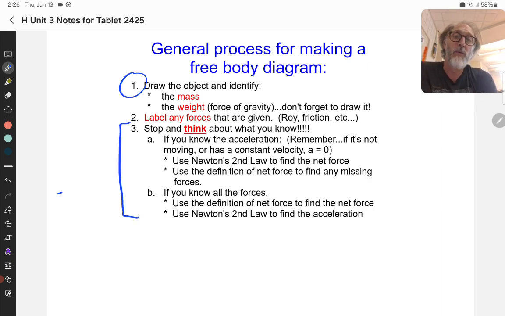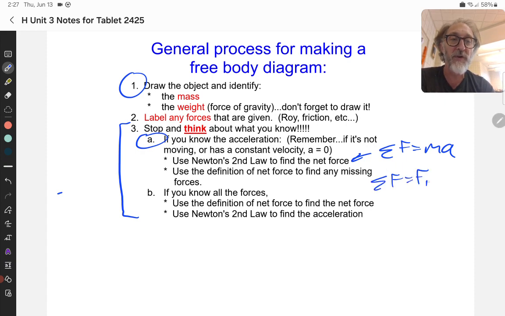And then the third part, this is the tricky part, this is where things get icky. All right, you got to stop and think about what you know, all right? So the first thing you want to do is think about, do you know the acceleration, okay? Now, specifically, you got to be careful here, right? I'm getting ahead of myself. All right, so step one, if you know the acceleration, cool. Then you can use Newton's second law to find the net force, all right? And then usually what you'll do after you've done that is use the definition of net force to find some missing force, right? And you'll see all of this as we go through the examples, all right?